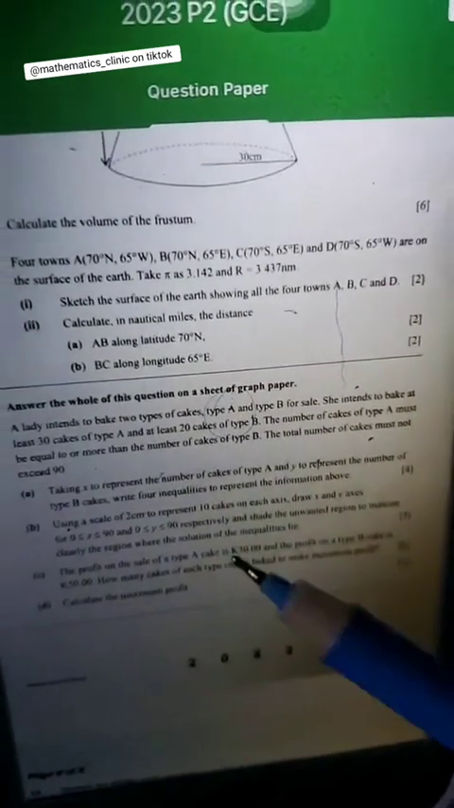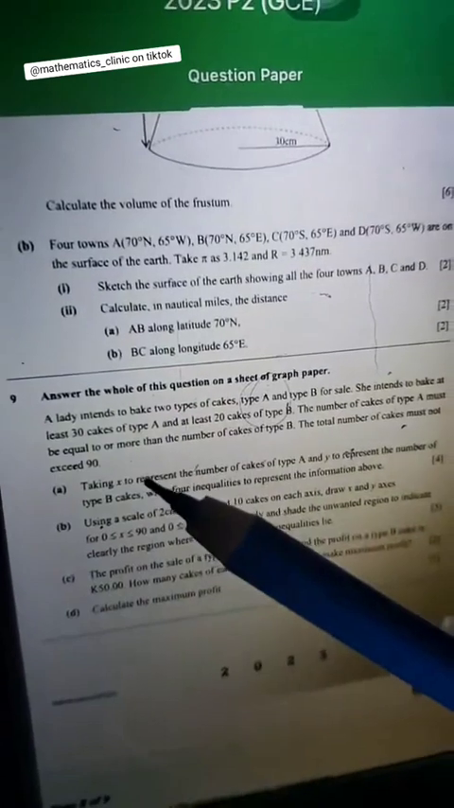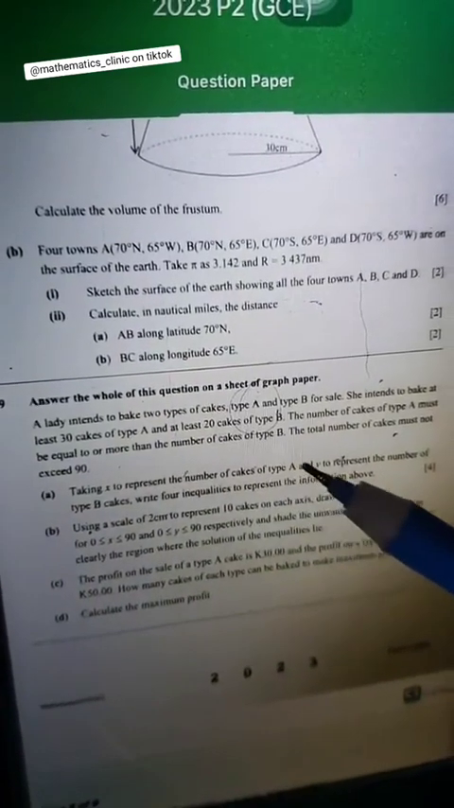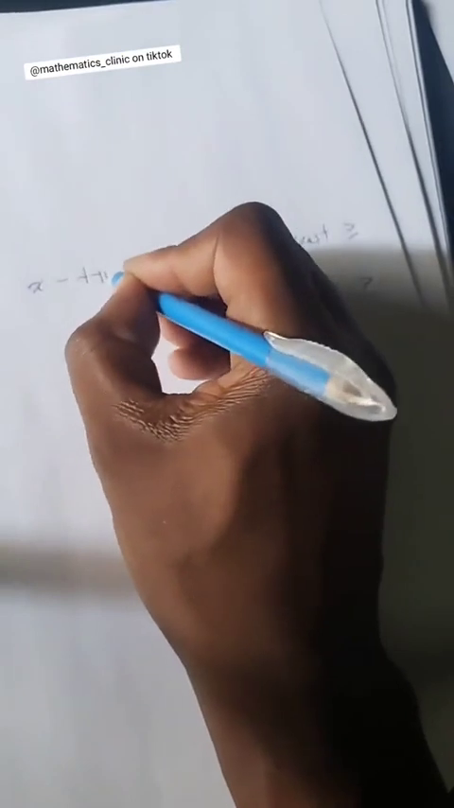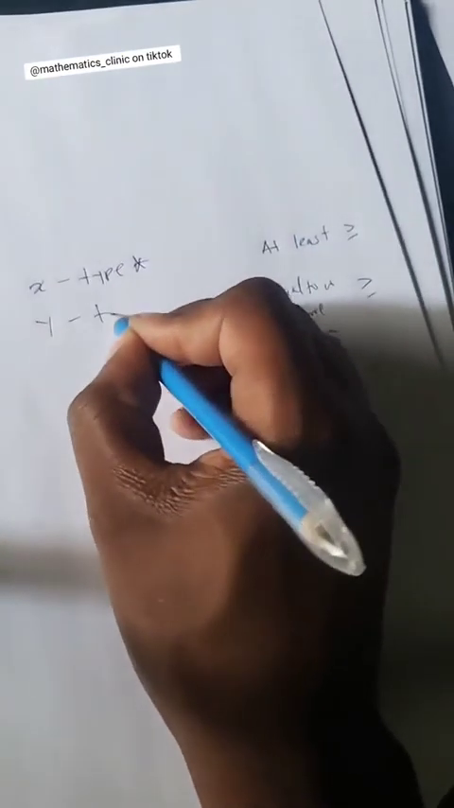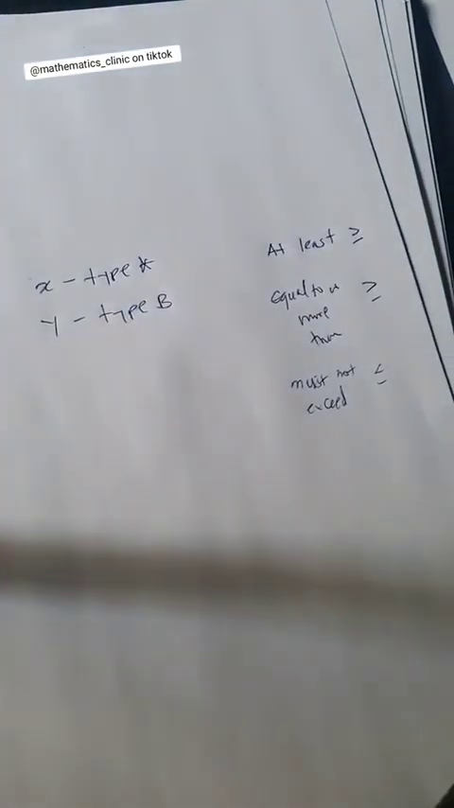Now let's start. Taking X to represent the number of cakes of type A. So X is for type A. Then automatically Y will be for type B, because there are only 2 types of cakes, type A and type B. Now let's come up with 4 inequalities.